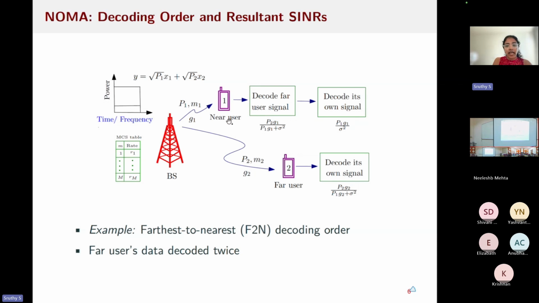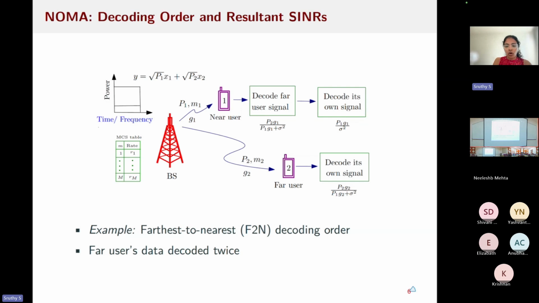At the near user, at SIC, it first decodes the far user's data. And its SINR is given by the signal power divided by interference from the near user plus noise power. And then it cancels out the far user's signal and decodes its own signal without any other interference. And thus there is no more interference. So it's just SNR. Whereas at the far user, it decodes its own data with the presence of interference from the near user. That's why this interference term is coming up.